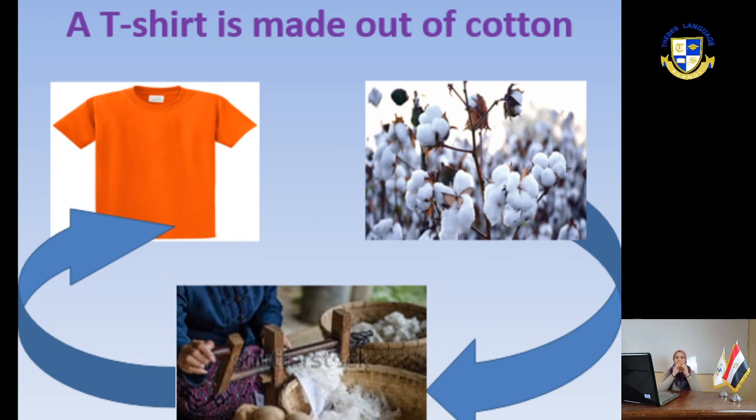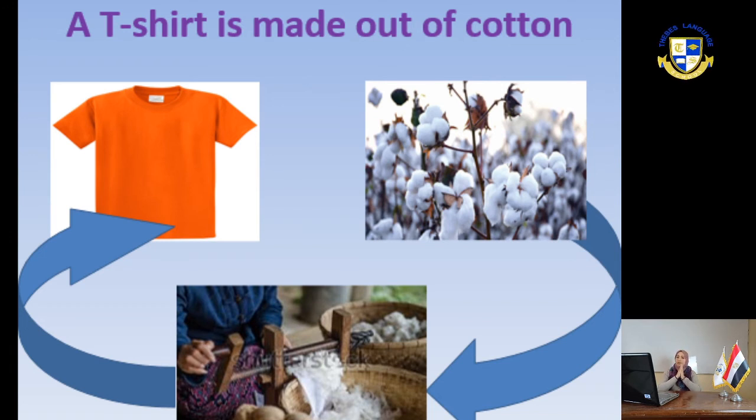Let's say it again. A t-shirt started as a small seed. We plant it in the ground, and then it grows up to become a cotton plant. A person picks all the cotton plants and then gives them to the manufacturer. The manufacturer turns the cotton plant into a t-shirt by cutting it into different shapes and different sizes and then making a t-shirt. This is the life cycle of the t-shirt.